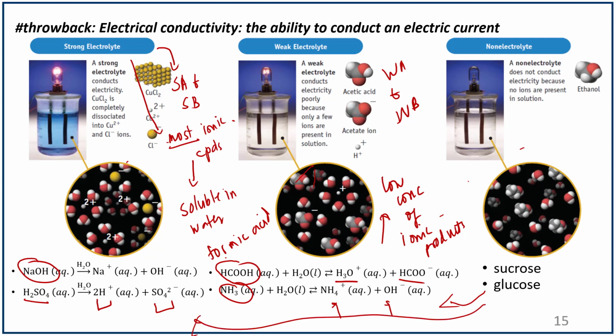They do not dissociate at all in solution, and because no ions are formed, they do not conduct electricity. Versus for weak electrolytes, at least there are some ions produced. That's why this light bulb here only has a dim glow. Examples of non-electrolytes are sugars: sucrose, glucose, dextrose, etc.